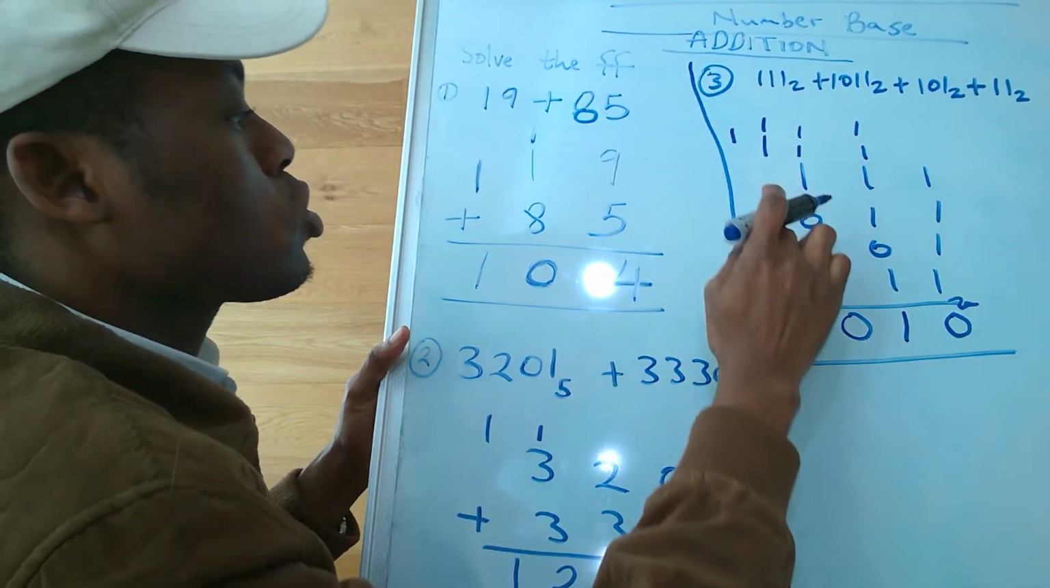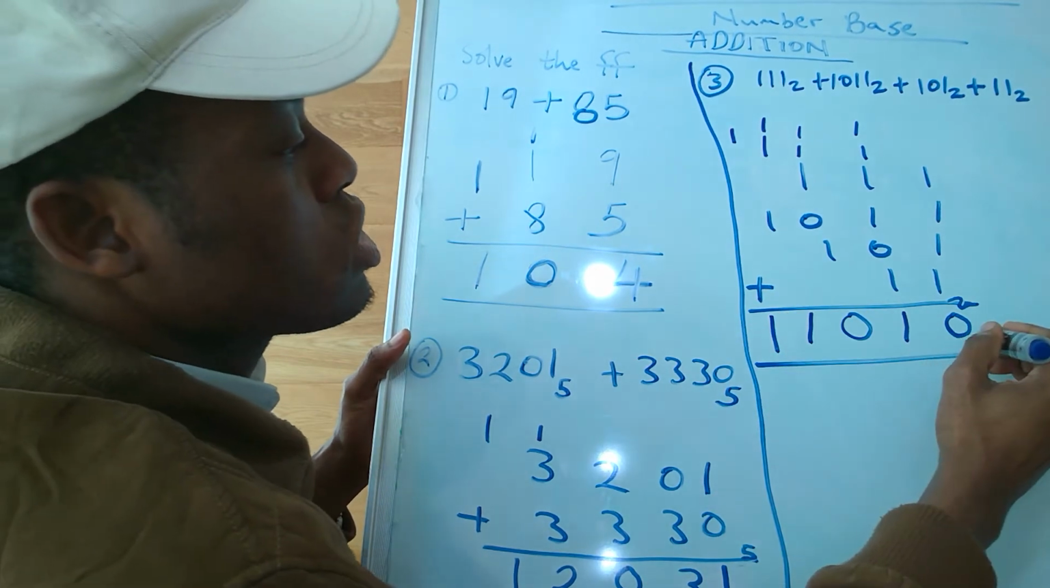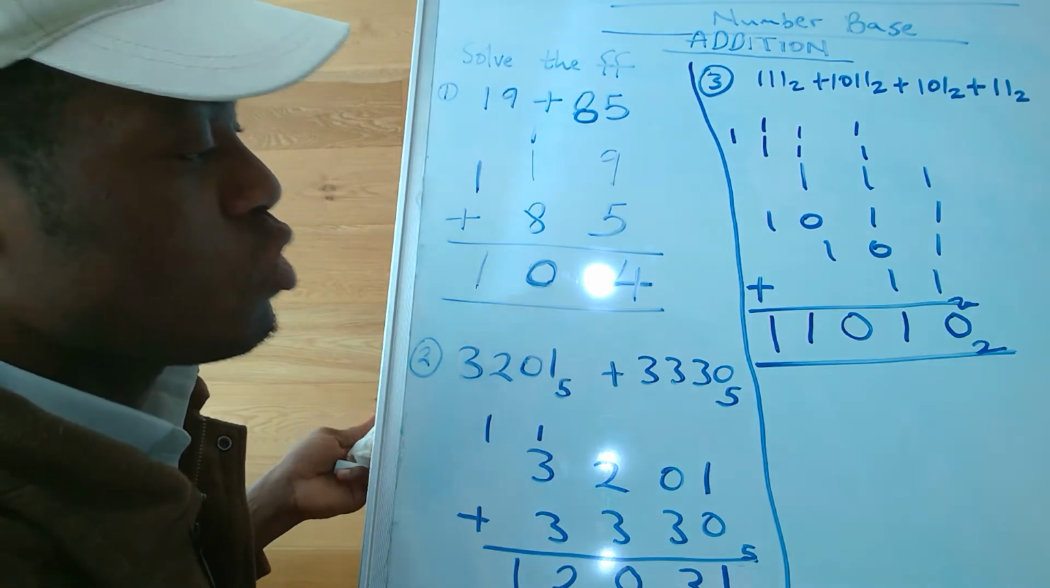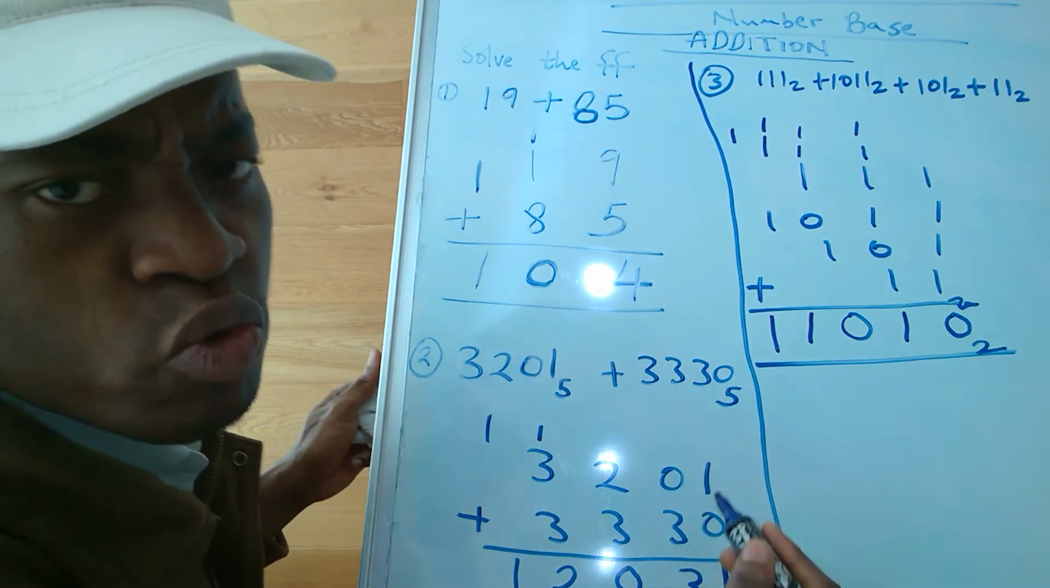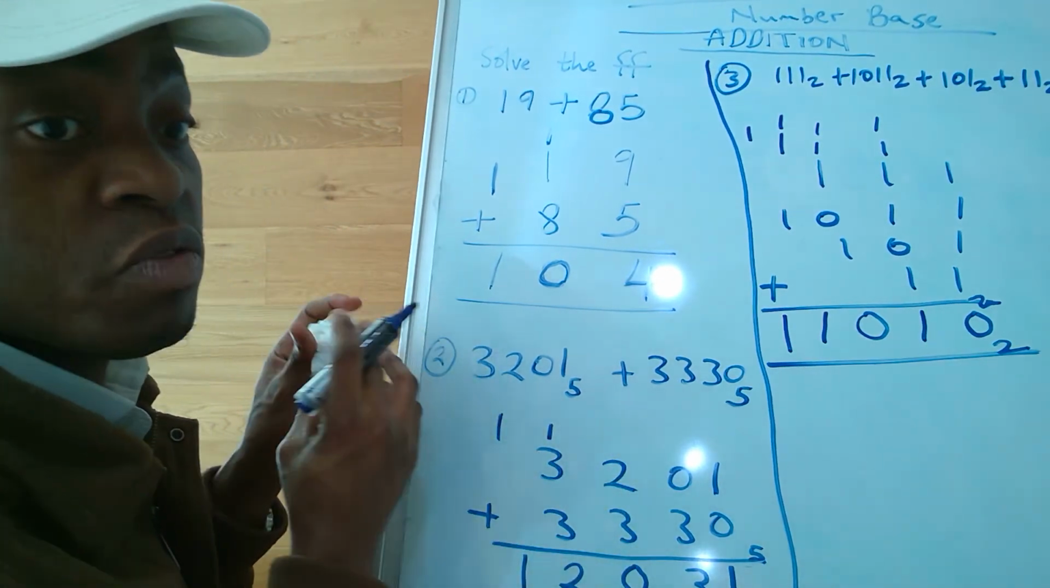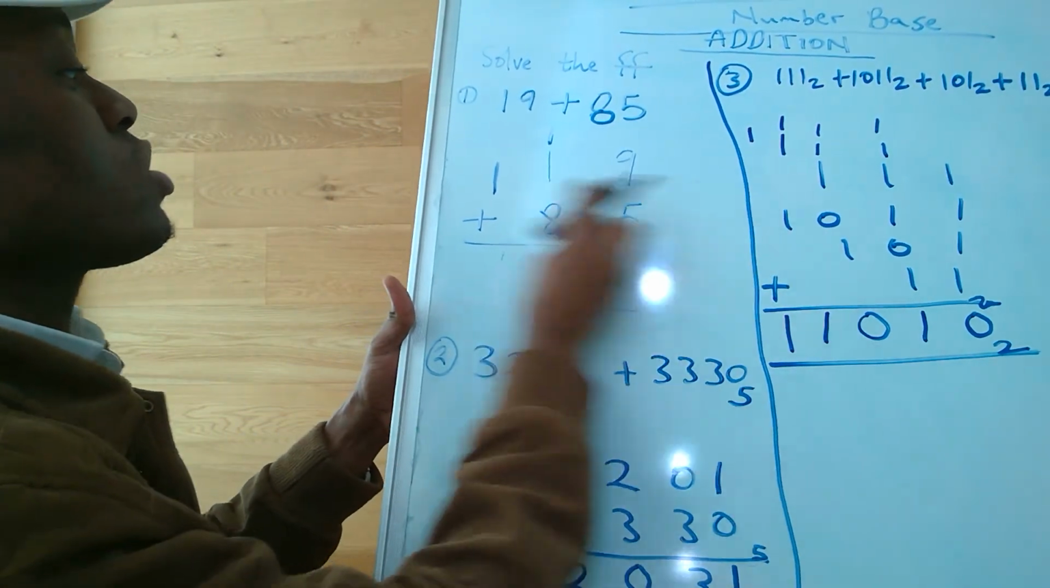So here, 1 plus nothing, 1. So this is our answer. Any question? No question. I think just try to revise the video, you will understand what I've done here. It's very simple. Okay? It's very simple.